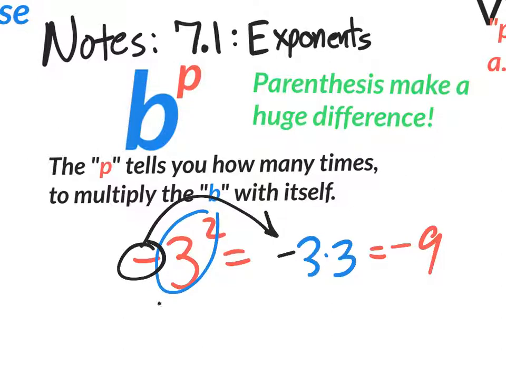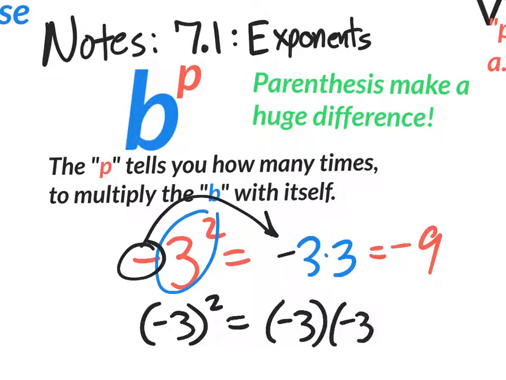As opposed to if I had negative 3 in parentheses to the power of 2, then when you expand it, it becomes negative 3 times negative 3, which that one really is positive 9. Do we understand the difference that those parentheses make? All right, good. Let's actually move on now to our first rule of exponents.